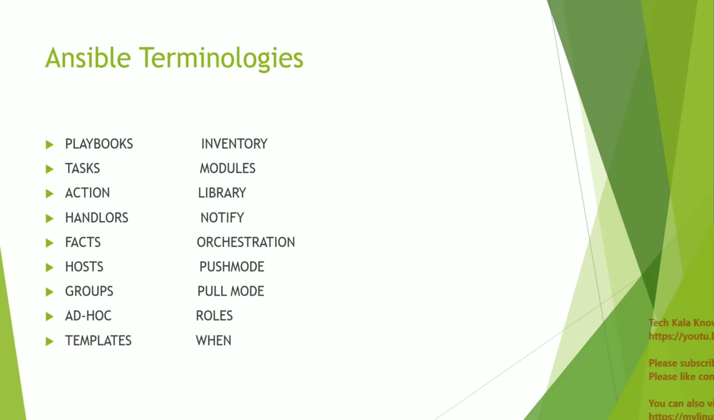Now, Ansible terminology. Once we start the practical, I will use this terminology, so you should understand what these things are: playbook, task, action, handler, facts, host, group, ad-hoc, template, inventory, which we can also call hosts. I have mentioned that here. Also library, notify, orchestration, push mode, pull mode, role, when. These are the Ansible terminology.